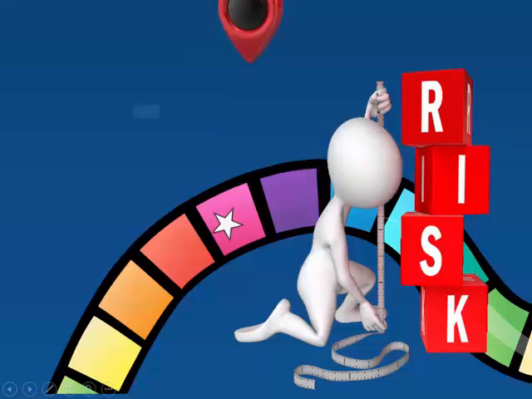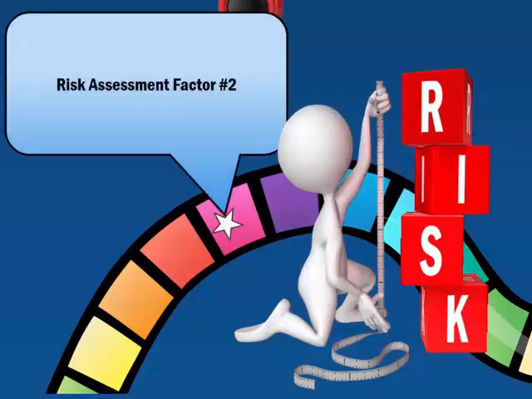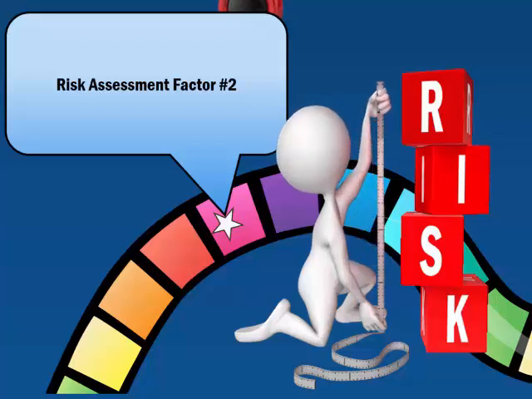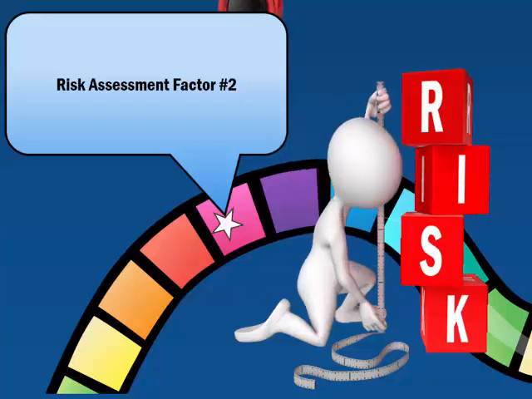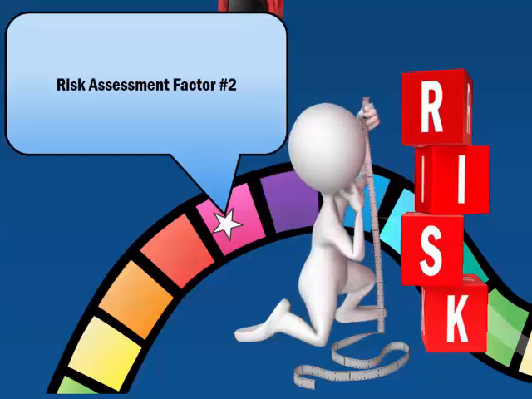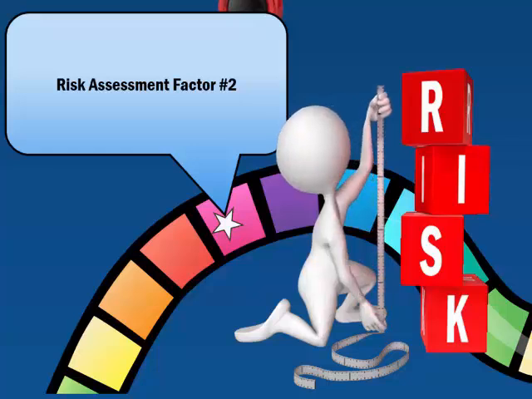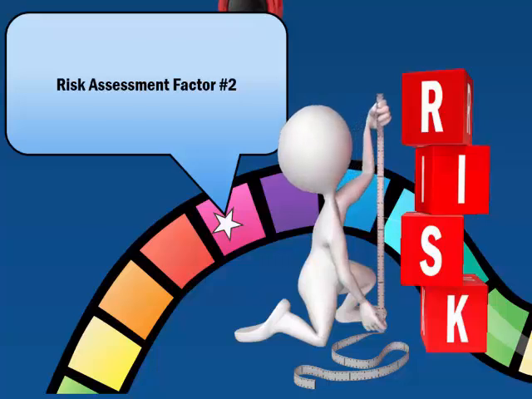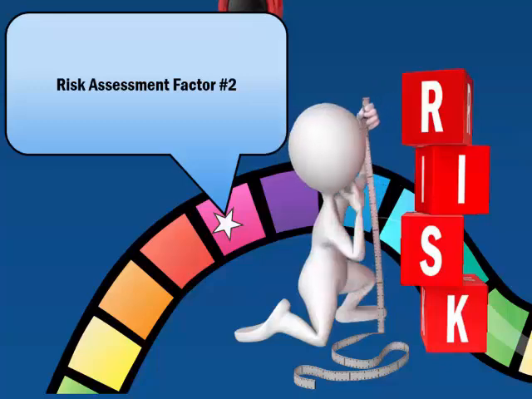Risk assessment factor number 2. Consider the unauthorized person who impermissibly used the PHI or to whom the impermissible disclosure was made. Does the unauthorized person who received the information have obligations to protect its privacy and security? Is that person a workforce of a covered entity or a business associate? Does the unauthorized person who received the PHI have the wherewithal to re-identify it?